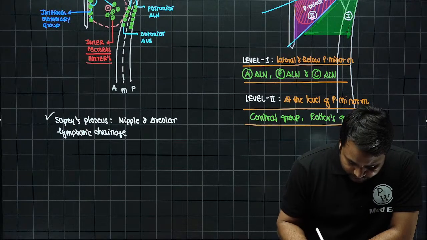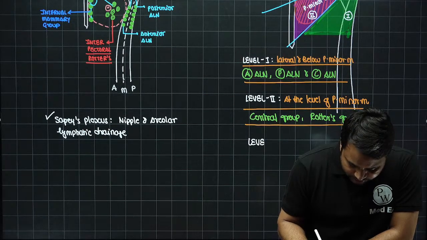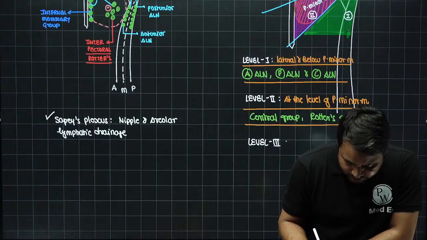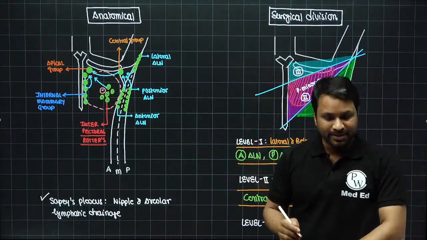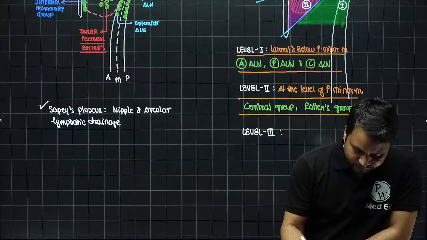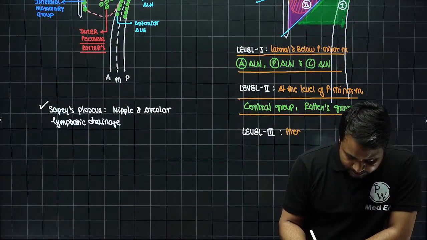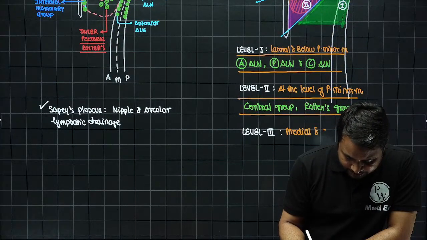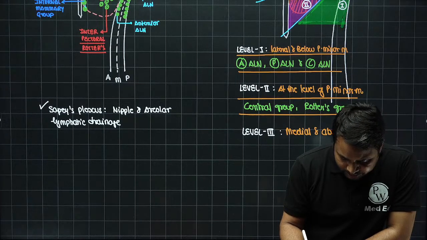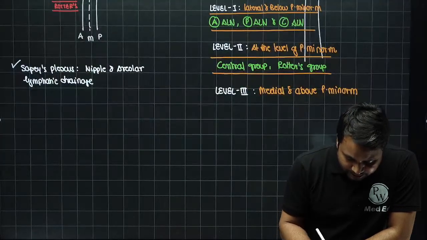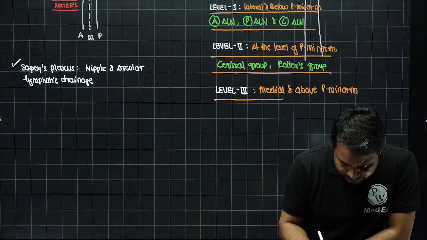Last one that you have is going to be the level 3 group of lymph nodes. As you can see, in the level 3 group, the lymph nodes are present medial and above the pectoralis minor muscle.